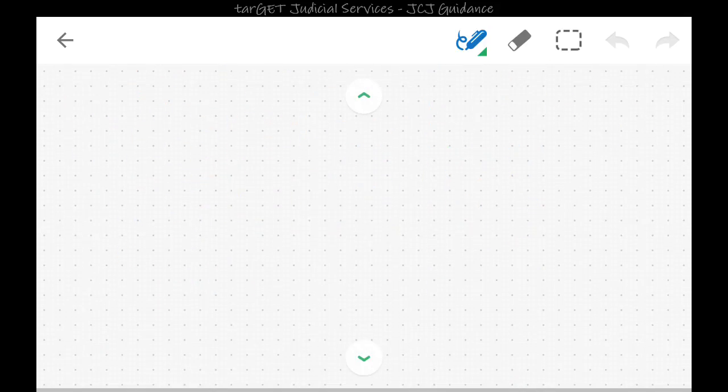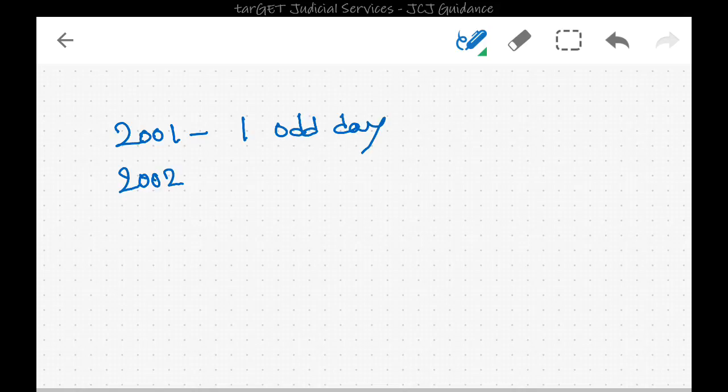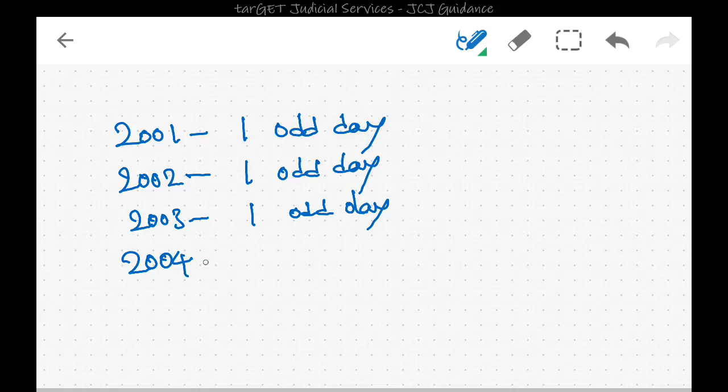For this, first we have to calculate the number of odd days in each year. 2001 will have 1 odd day. 2002 has the same, 1 odd day, because these are normal years. 2003 will also have 1 odd day. Now coming to 2004, as it is a leap year, it will have 2 odd days. So let us add these odd days. 1 plus 1 is 2, plus 1 is 3, plus 2 is 5.